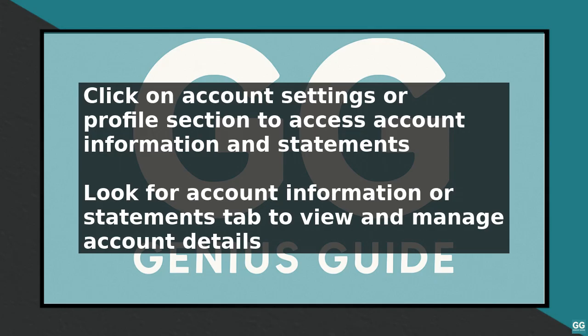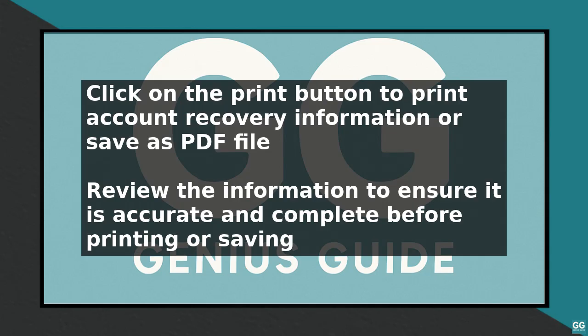Review the information to ensure it is accurate and complete. Then click the Print button on your browser or right-click and select Print. Alternatively, you can also save the document as a PDF file by selecting the Save as PDF option from the Print menu. This will allow you to save a copy of your account recovery information to your computer or device.